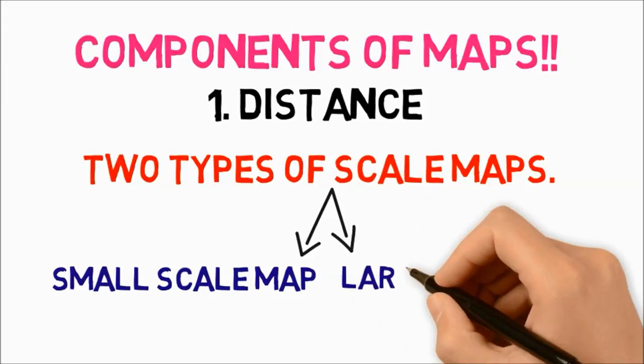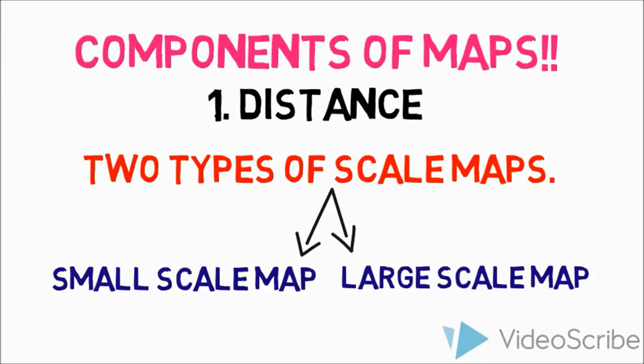When a small area like your village or town is to be shown on paper, then we use a large scale, that is 5 centimeters on the map shows 500 meters only on the ground. It is called a large scale map.